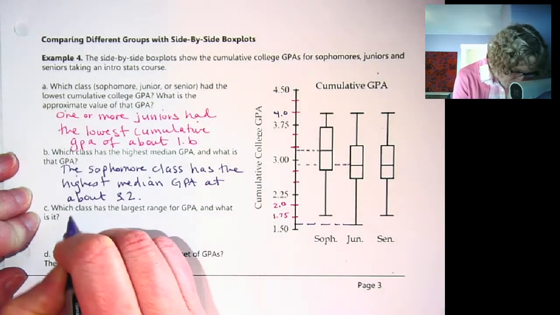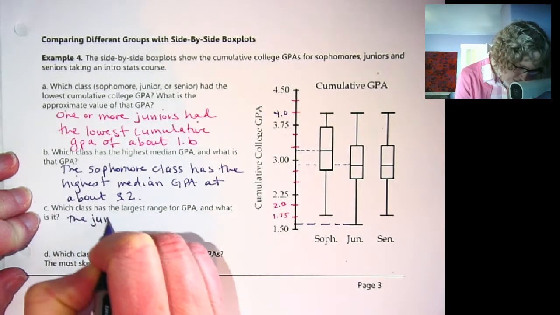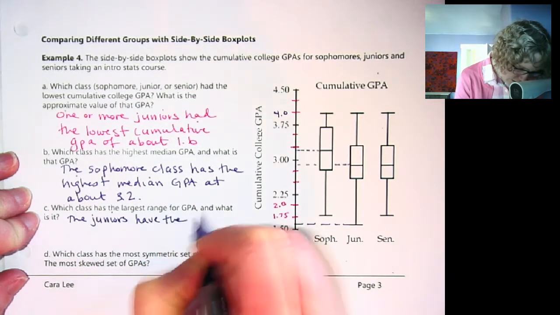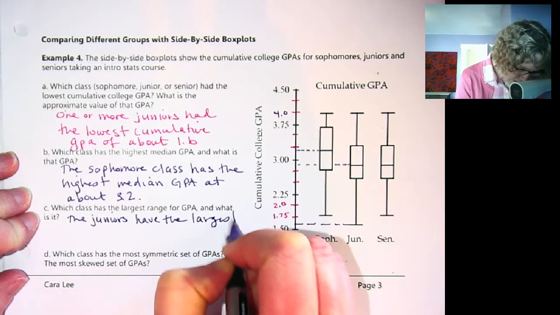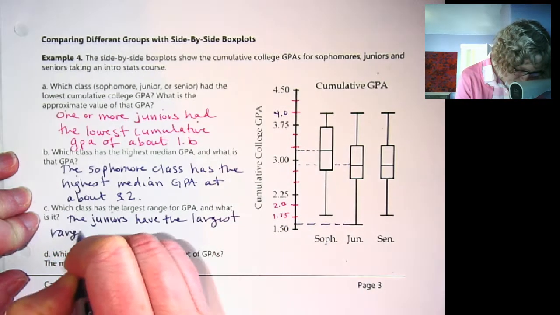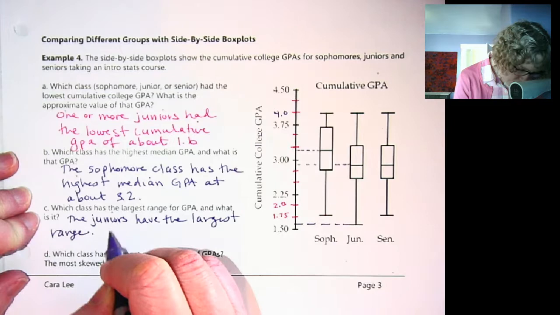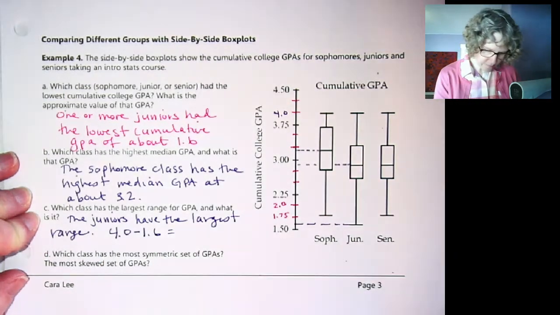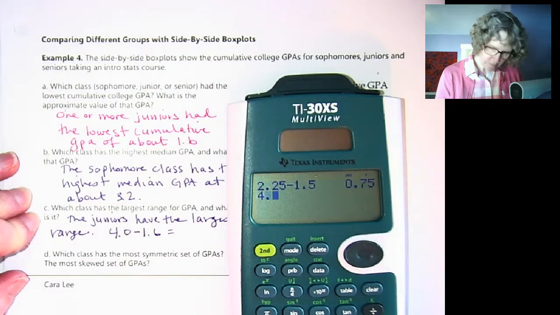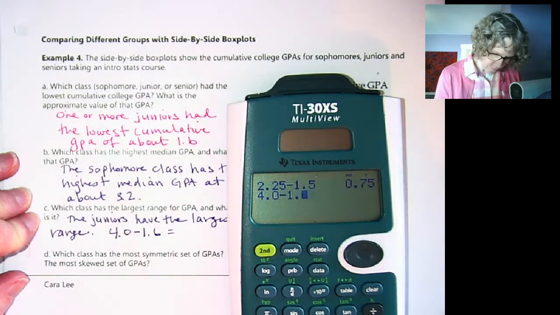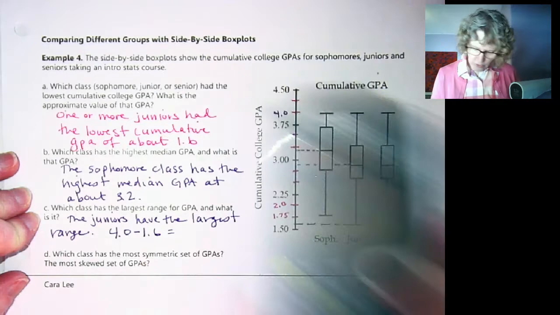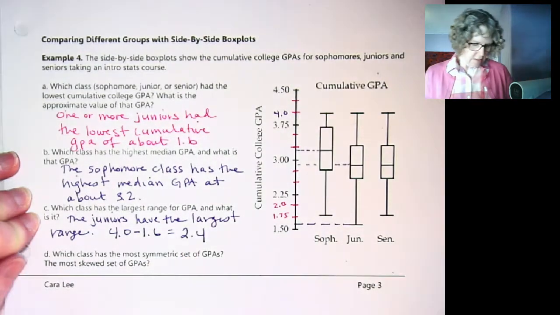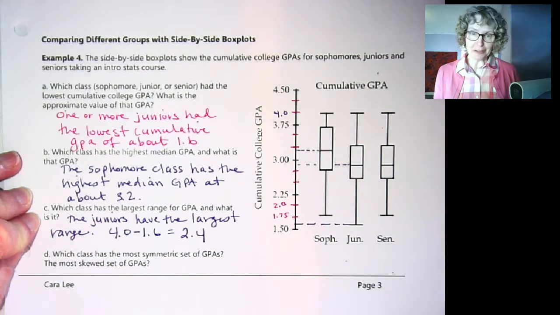So the juniors have the largest range. And let's do 4.0 minus 1.6. 2.4. That's a huge difference in GPA. We're only talking about a 4-point scale.